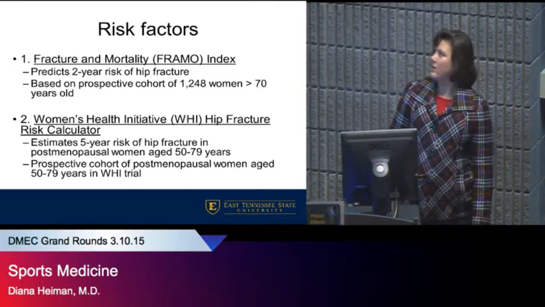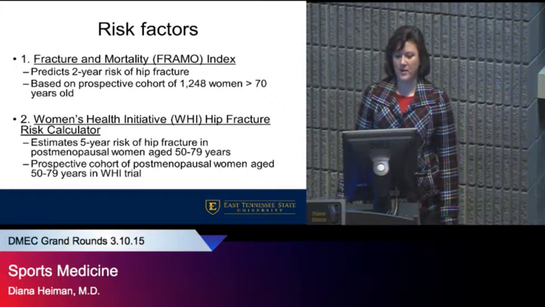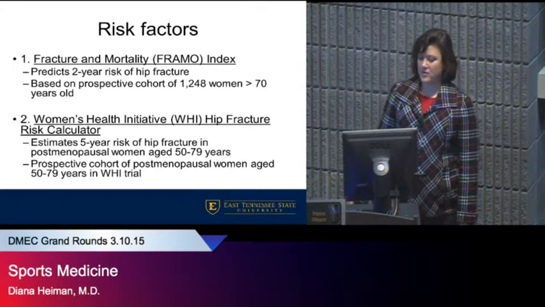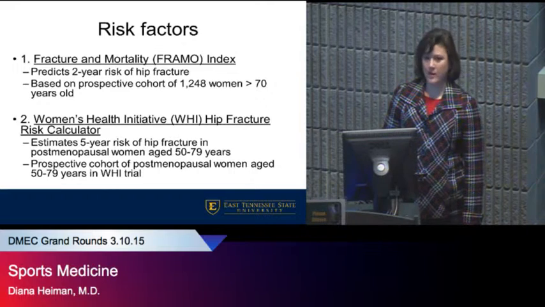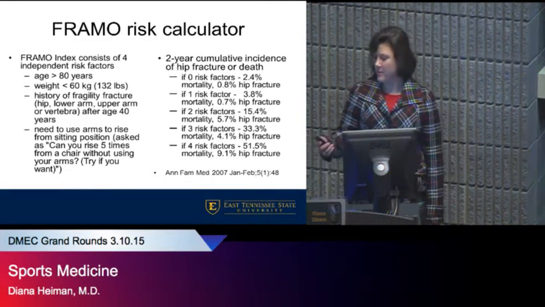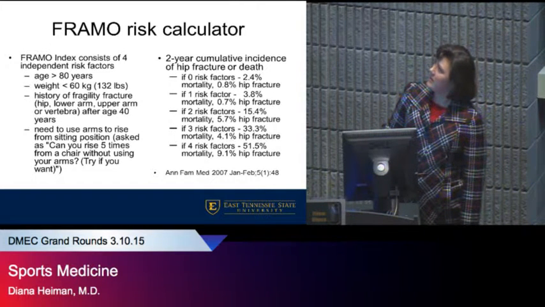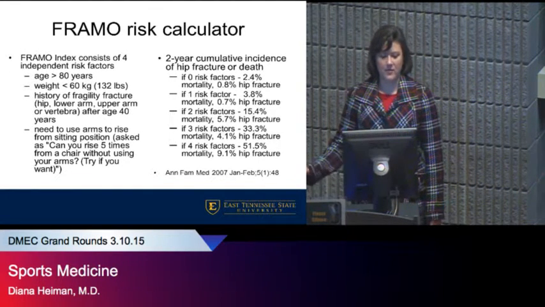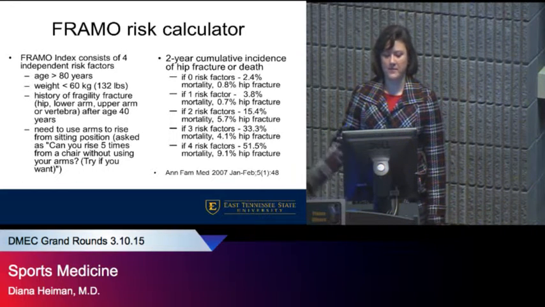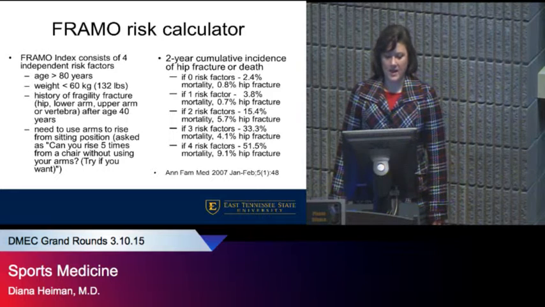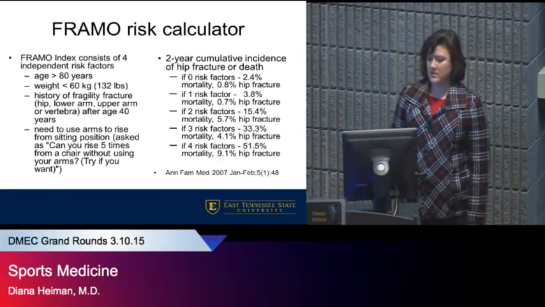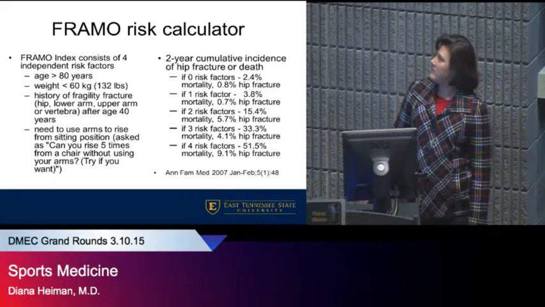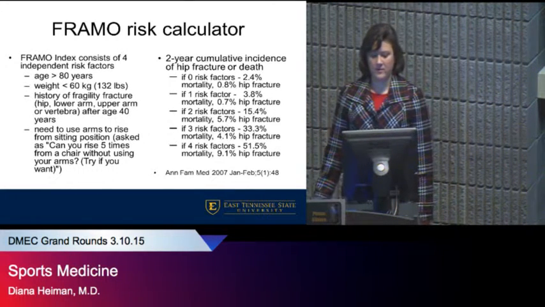So risk factors for fracture, there are some calculators that you can use. The FRAMO index predicts 2-year risk of hip fracture. Women's Health Initiative, obviously just for women, is a hip fracture risk calculator. And so you can use those in your outpatient practice. And you can see that the FRAMO risk calculator has four independent risk factors: age greater than 80, low weight, fragility fracture, so an insufficiency fracture or fracture from minor trauma after age 40, and having trouble getting up out of the chair, so needing to use your arms to get out of the chair. And then you can see the risk of hip fracture and also mortality from there.